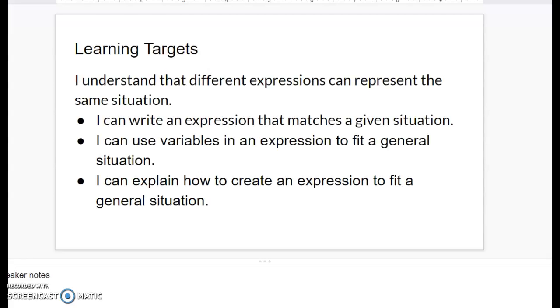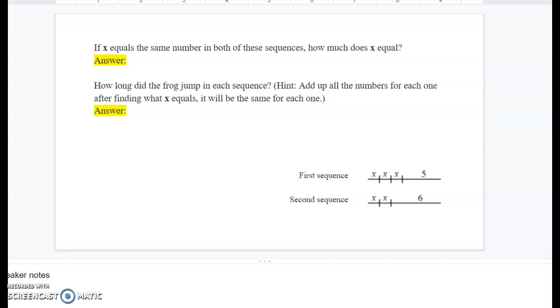The learning targets are, I understand that different expressions can represent the same situation. I can write an expression that matches a given situation. I can use variables, which are the letters, in an expression to fit a general situation. And I can explain how to create an expression to fit a general situation.